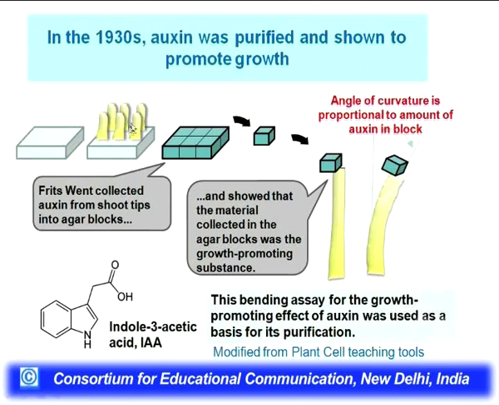By using that auxin collected from the tips, the auxin was identified. The major plant auxin is indole-3-acetic acid. So this much I told you in my previous class, that by the classical studies, auxins were identified from the plant.